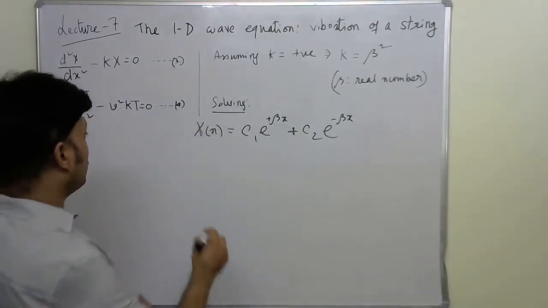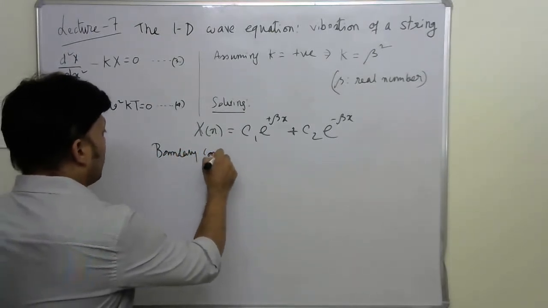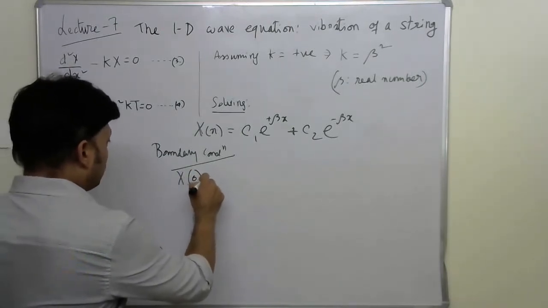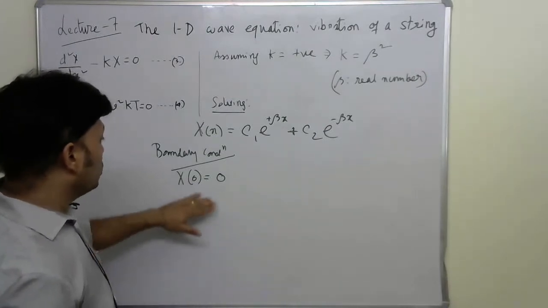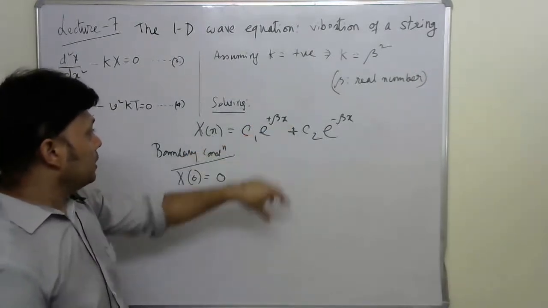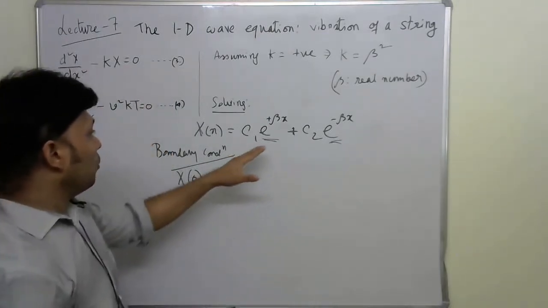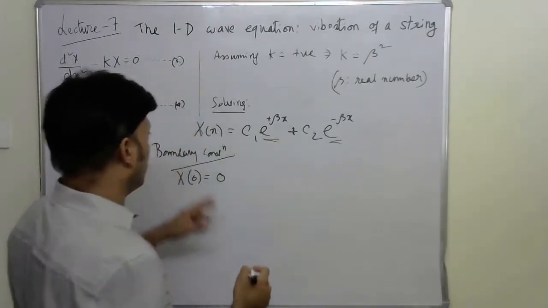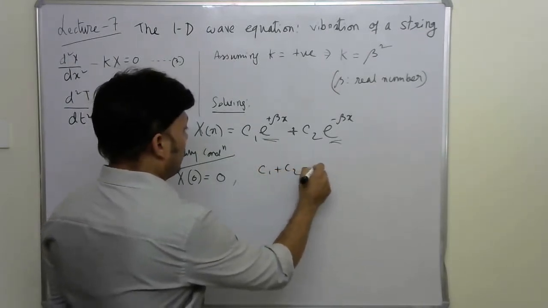Now we have to apply the boundary conditions once again. So what are the boundary conditions? One of the boundary conditions is at x is equal to 0, this X is 0, meaning uppercase X is 0. If we put x is equal to 0, this part becomes unity and also this part becomes unity. So we are left with c1 plus c2 is equal to 0.